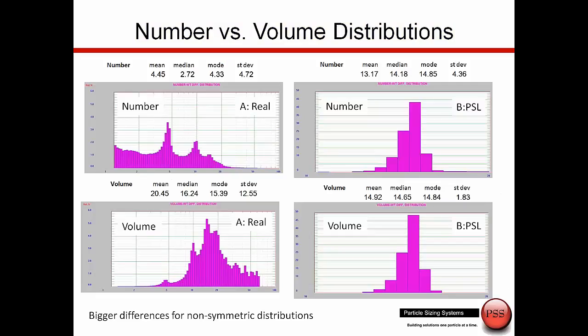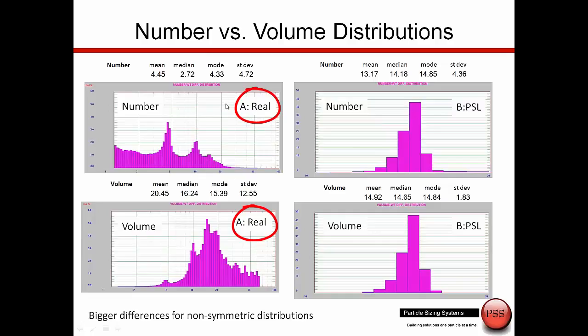I'm going to show some results here. This comes from our AccuSizer, which is a counter-based technology, and as you look at the right, above it's the number distribution and below it's the volume distribution. On the right is from a narrow symmetric distribution, and on the left from an asymmetric broad distribution. On the right, this is a polystyrene latex standard. And what you see is the mean, median, mode in the number and the volume basis are fairly similar, right? The mean is 13, the mean is about 15. And these look similar.